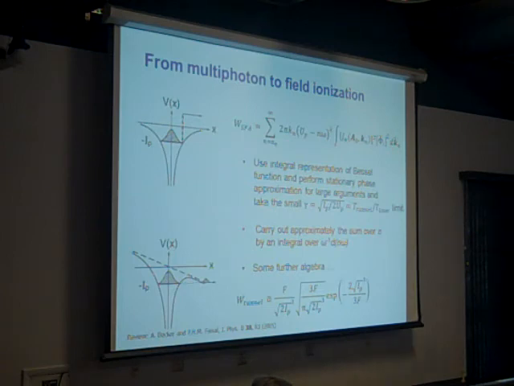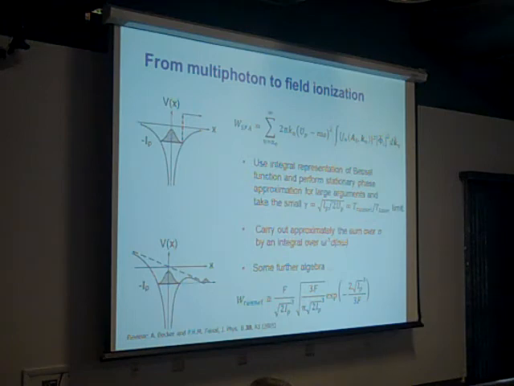And at least those of you who have worked a bit in the field or have read a bit about the field already know that often you explain an ionization process in a strong field with tunnel ionization. And I would like to explain now what the transition from multi-photon ionization to tunnel ionization is.